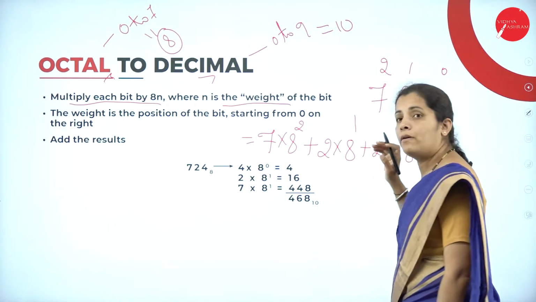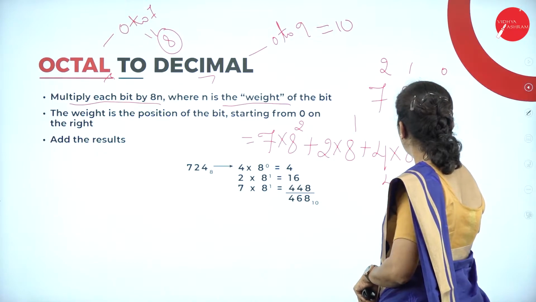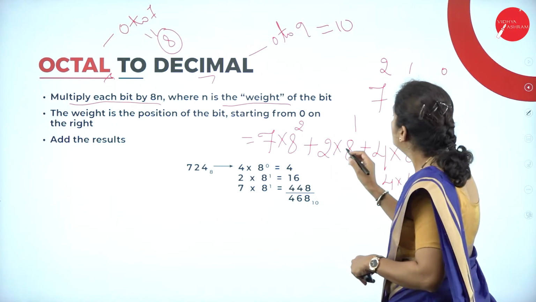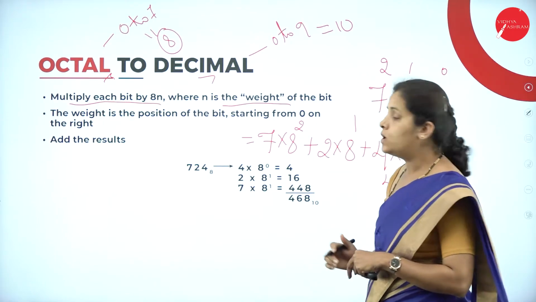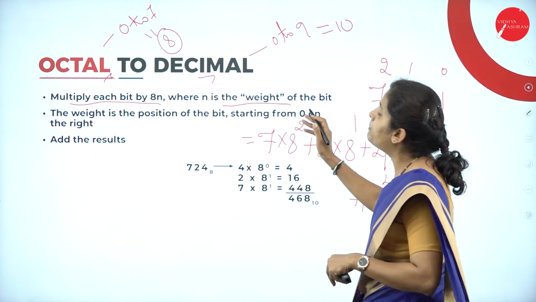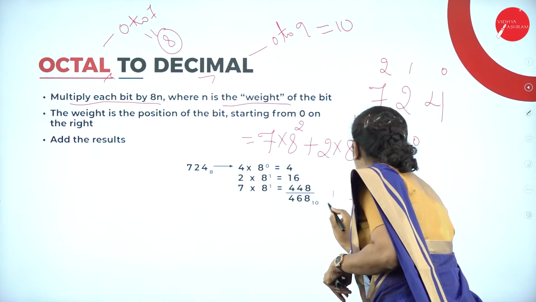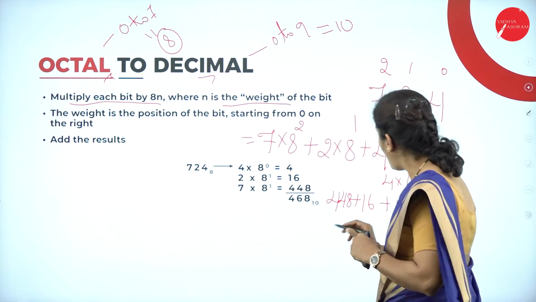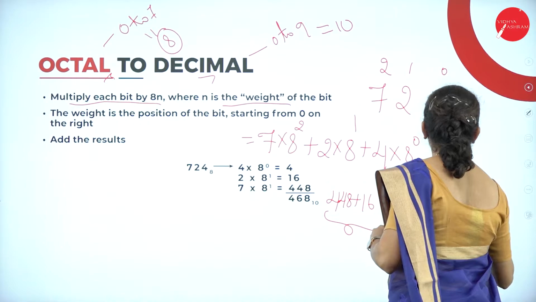So 8 to the power 0 means how much? It is 1. So 4 into 1, I'm getting 4. Then 8 to the power 1 means what? It is 8. 8 into 2, I'm getting 16, plus 8 to the power 2, that is 64 into 7. I'm going to get 448. Now I'm going to add all these values together. So I'm going to get 468.